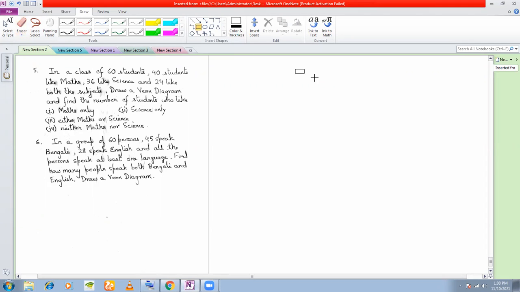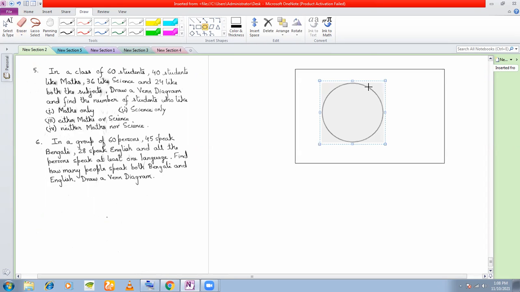So first, let us draw the Venn diagram for this. So you have math students, the set of math students denoted by M. The set of science students, let's denote by S. And the total number of students is 60. So the cardinality of the universal set is 60.